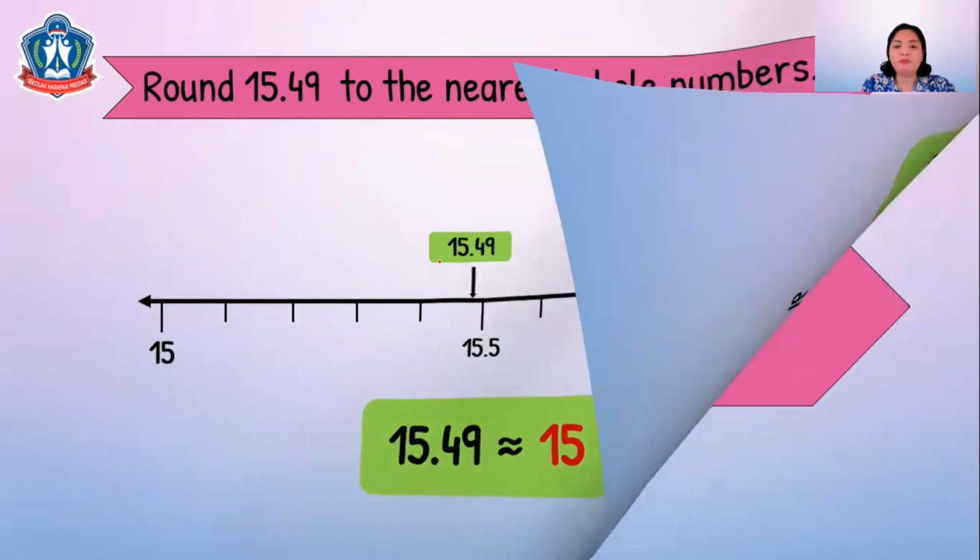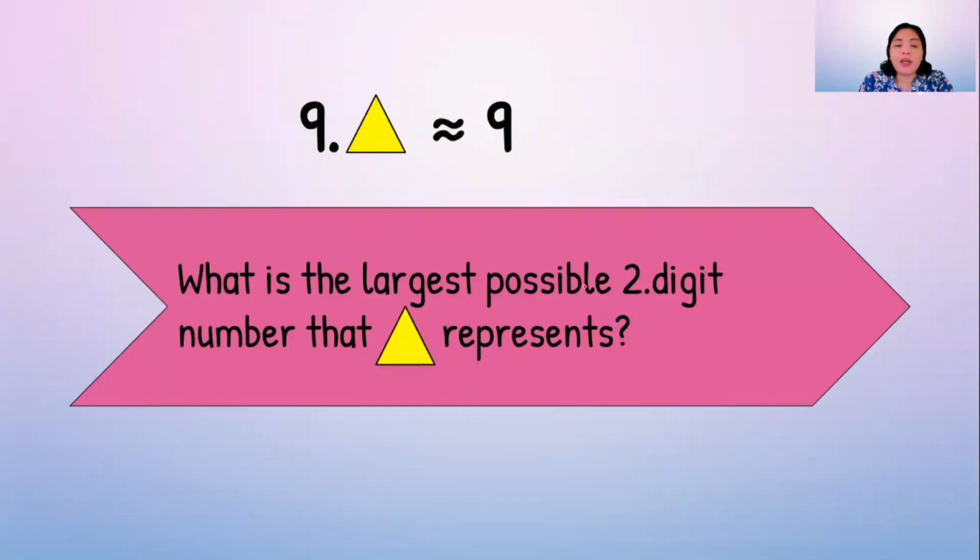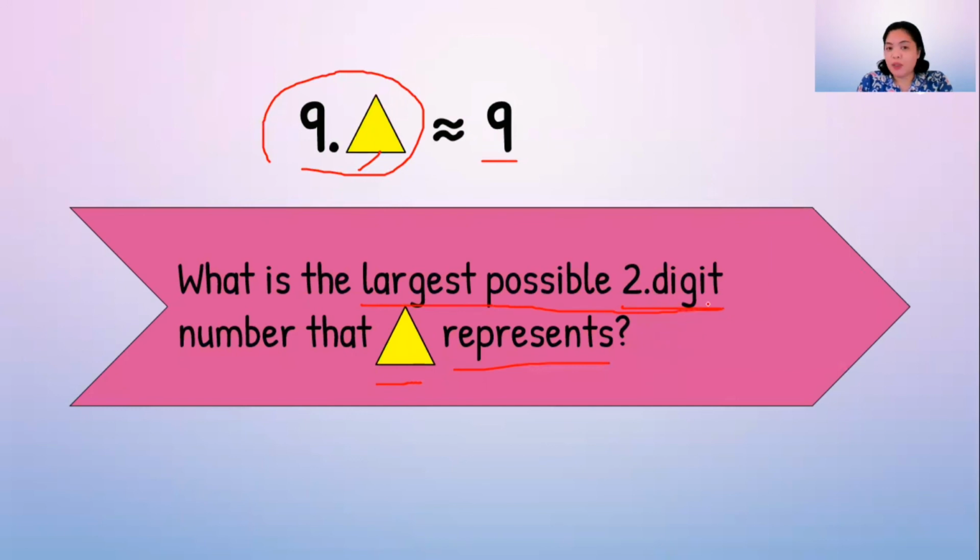Okay, P5, I have here a question for you. What do you think is the largest possible two-digit number that this yellow triangle represents? This one. So when we round this decimal number to the nearest whole number, the answer is 9. Remember, largest possible two-digit number. If you know the answer, you can share that during our Zoom meeting.